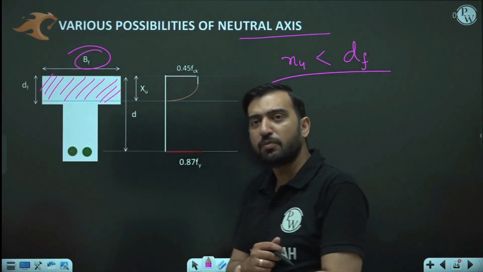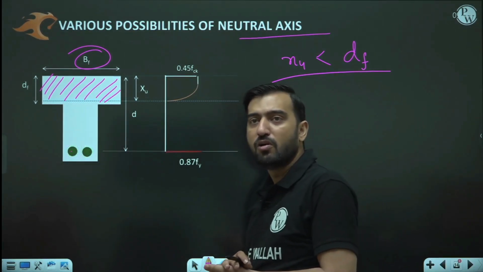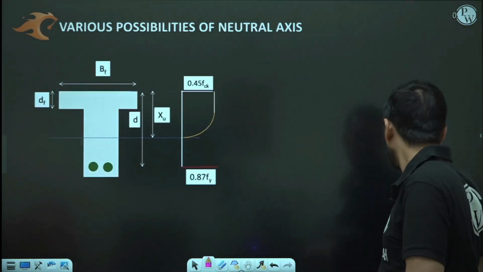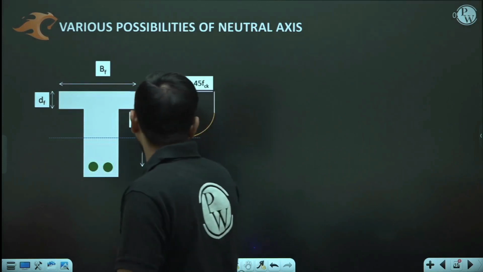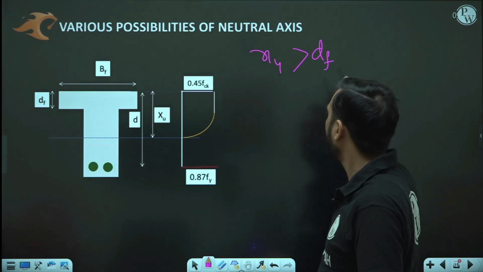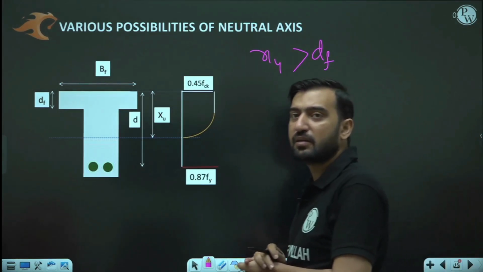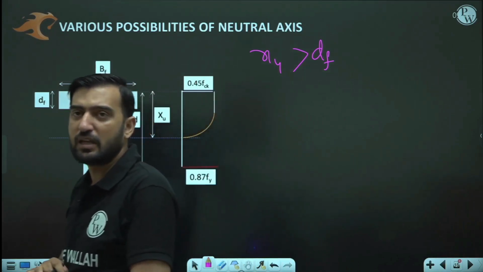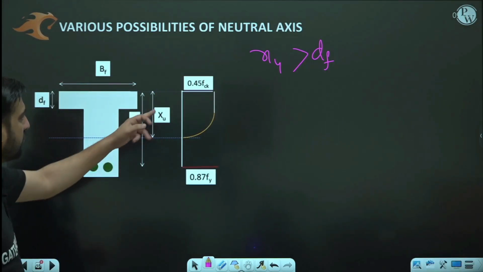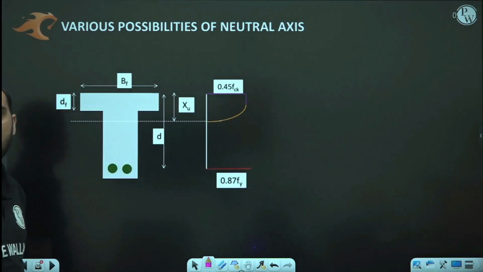Now what could be the next possibility? Next possibility could be that your XU is greater than DF. If XU is greater than DF, again there can be some sub cases. You can check it out here, that this is also the case when XU is greater than DF.